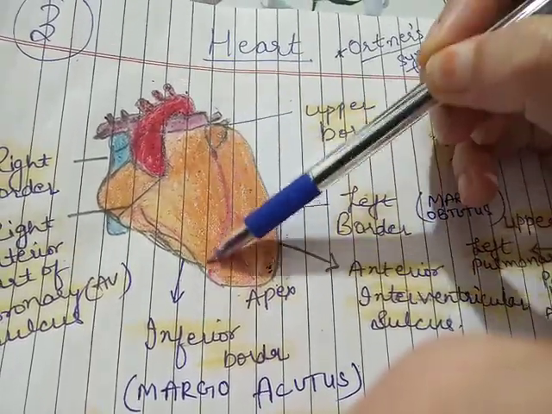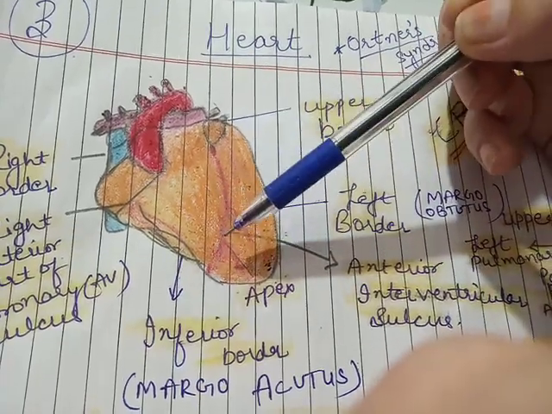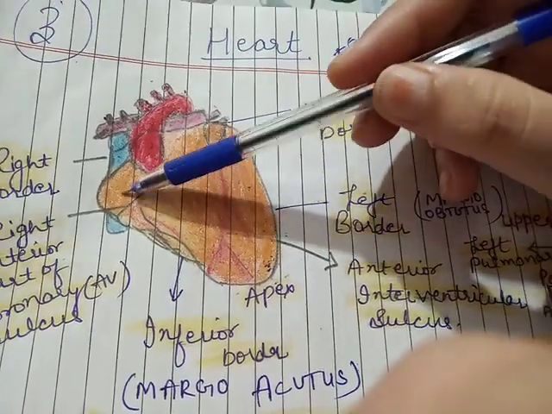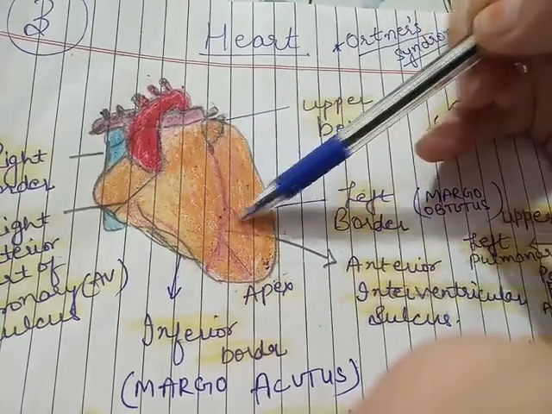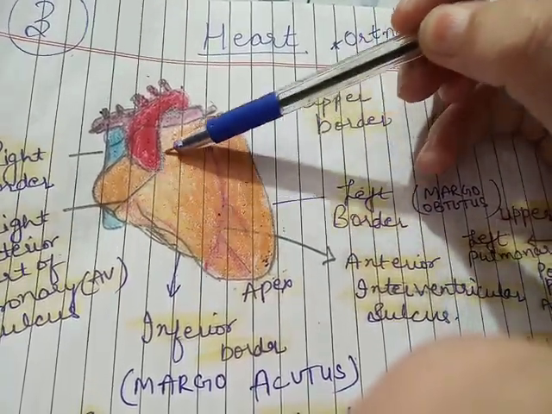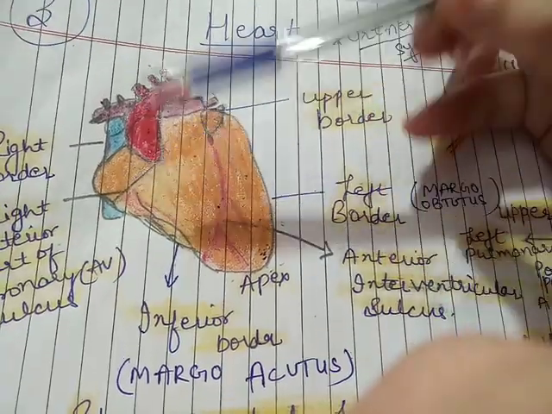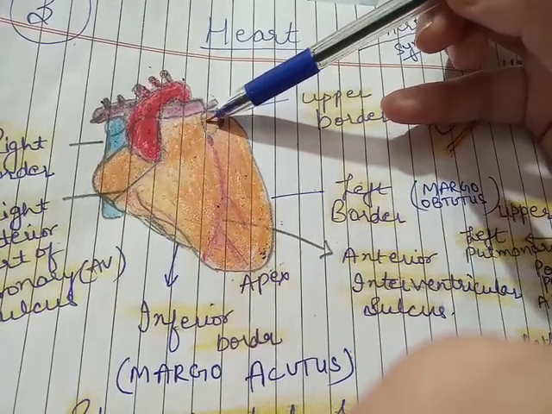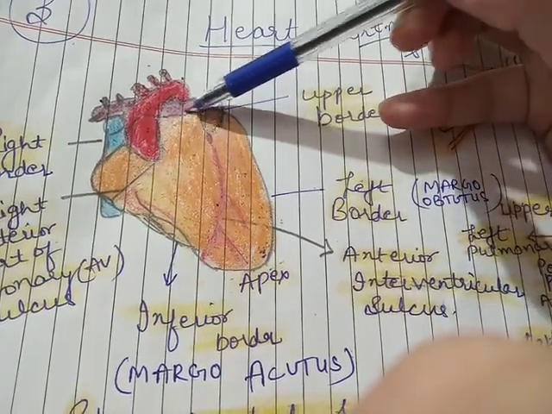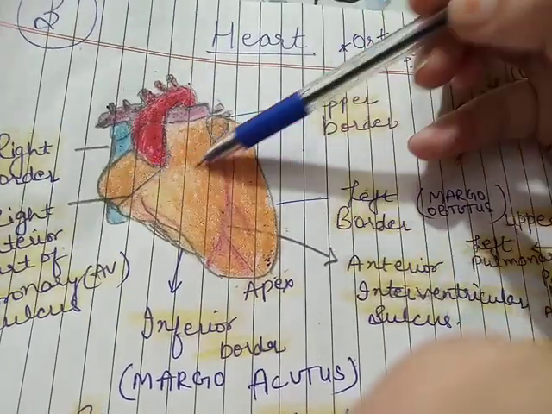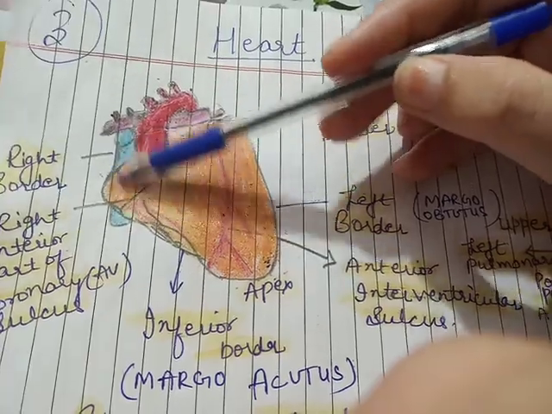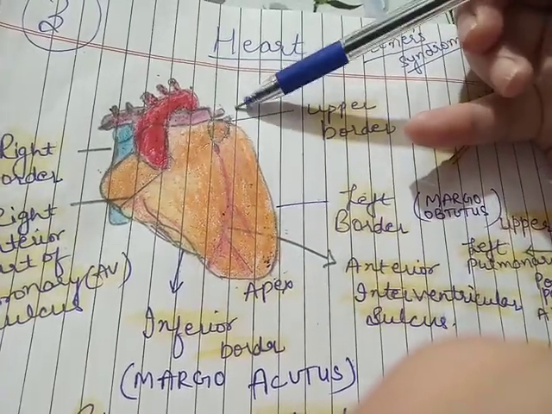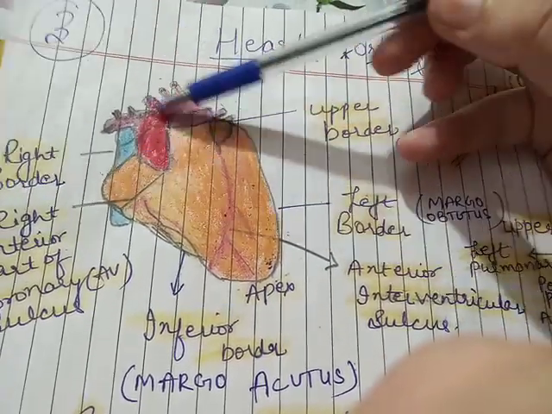This one is the anterior interventricular groove, and this one is the anterior interventricular groove. This is the interventricular groove in between the two ventricles. This is the atrioventricular groove, the right part of the atrioventricular groove. This is the left part of the atrioventricular groove, right? Likewise, there is a posterior interventricular groove. So below we have the posterior interventricular groove. Right side we have the right atrium. On the left side we have the left border of the left atrium, right? So these are the boundaries.